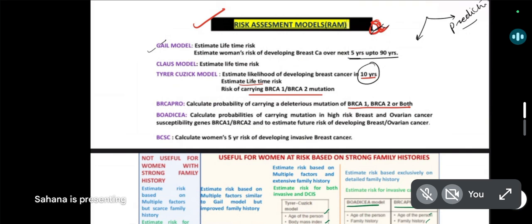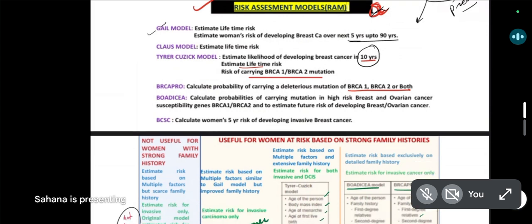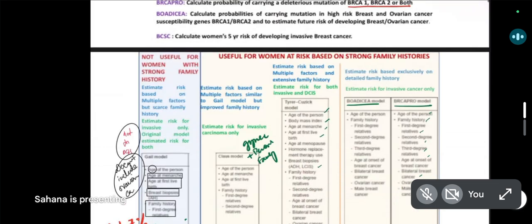So there are different models, that is Gail, Claus, Tyrer-Cuzick, BRCAPRO, and BODICEA and BCS. What is important is what they include. What is in the history, what all are included, whether they include your genetic testing in risk assessment, is your family history taken into consideration while you assess the risk. So the drawbacks of one is taken over, is compensated in others.